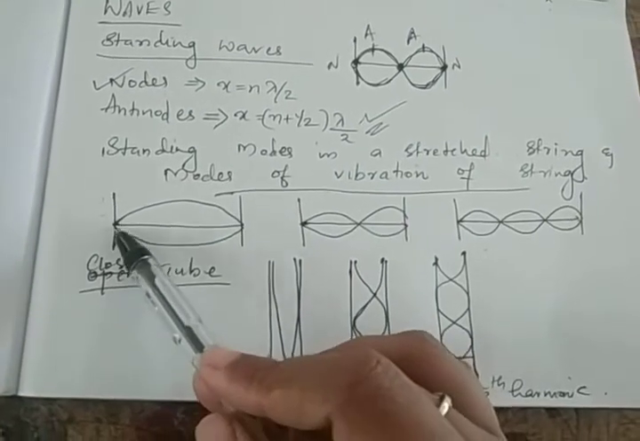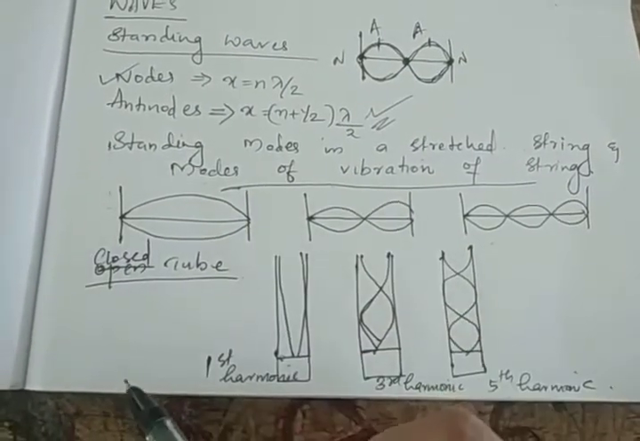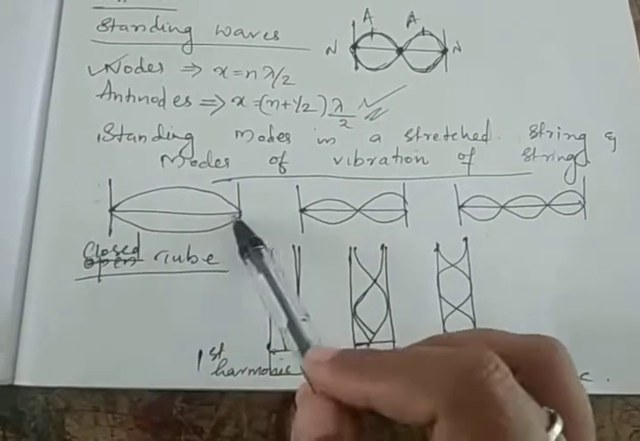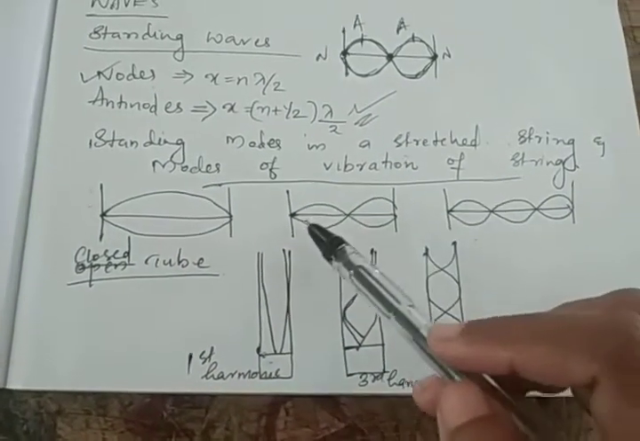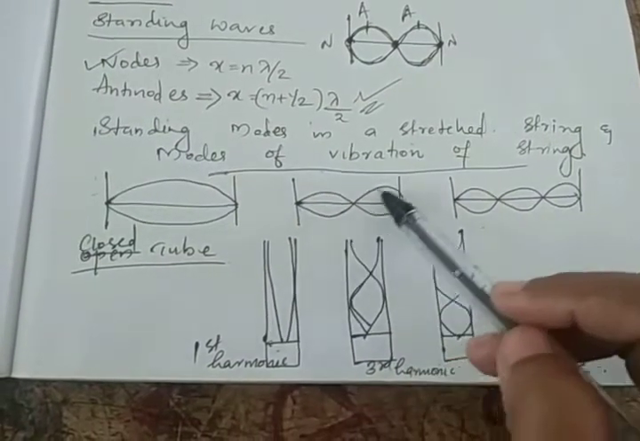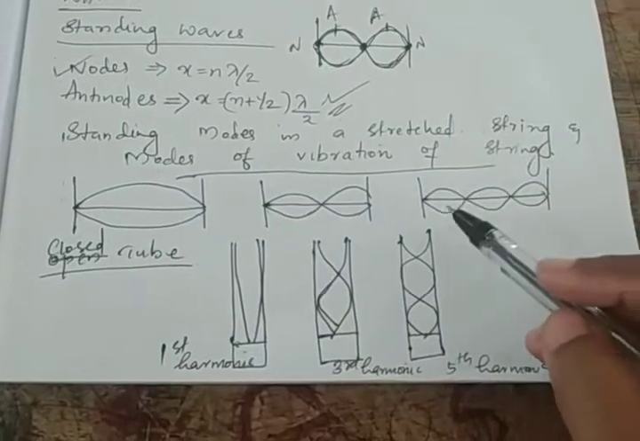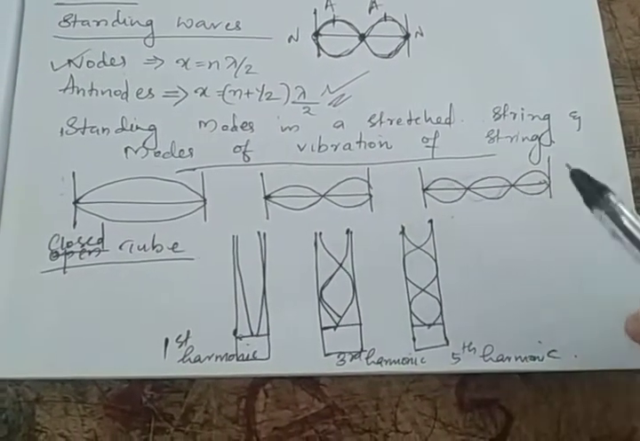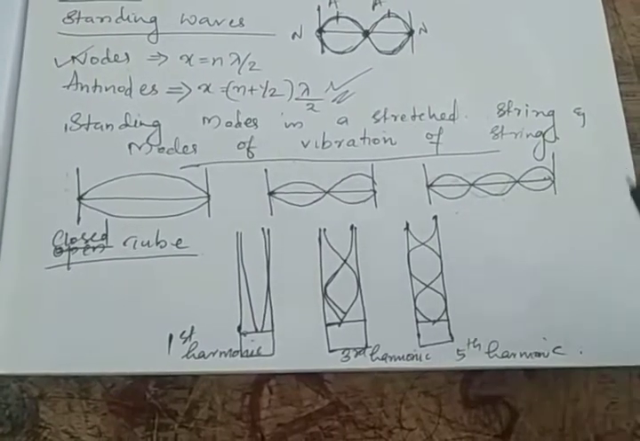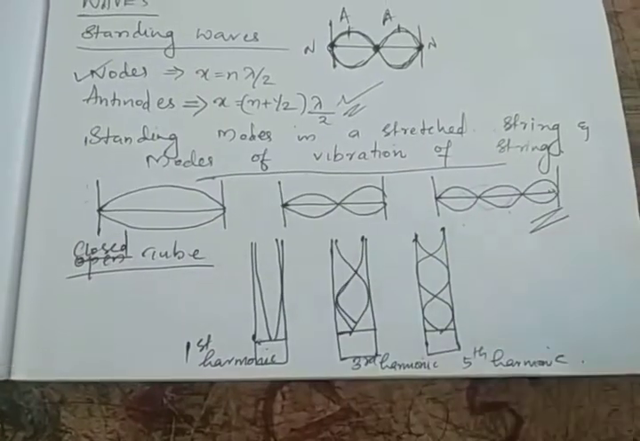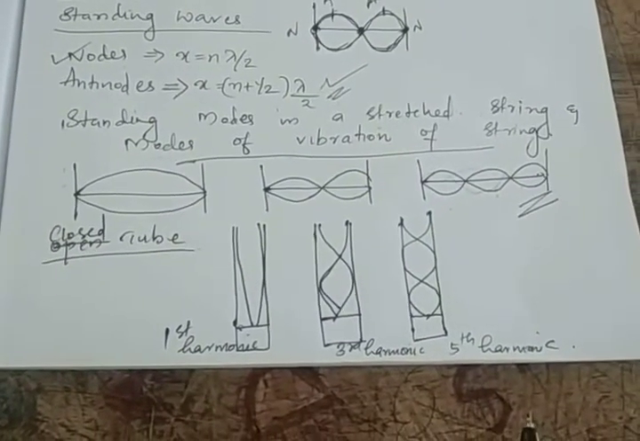So here we can see the first harmonic. If the string vibrates in the first harmonic, then only one segment of the standing wave can be observed. If it is a second harmonic, two segments, that means one complete standing wave is observed on the string. And if the string vibrates in the third harmonic, you can see 1.5 standing waves on the string. So you must learn to draw the harmonics of a stretched string.